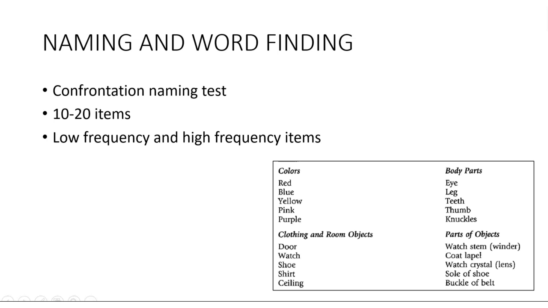For instance, this is the list of objects given in Stubborn Black, and as you can see, colors of course are all high frequency items. We usually see all of these different colors. Clothing and room objects, like door, watch, shoe, shirt, ceiling, are also relatively high frequency items. Body parts like eye, leg, teeth, thumb, knuckles can also be named. But objects like watch stem, coat label, watch crystal are ones we don't usually use. So the patient should be shown all of these different objects and asked to name them, and that is how you test for naming and word finding.